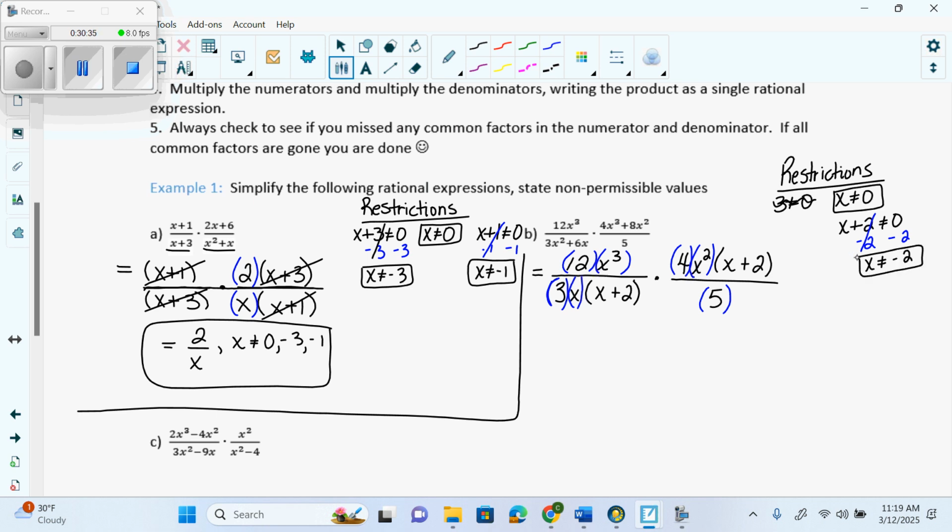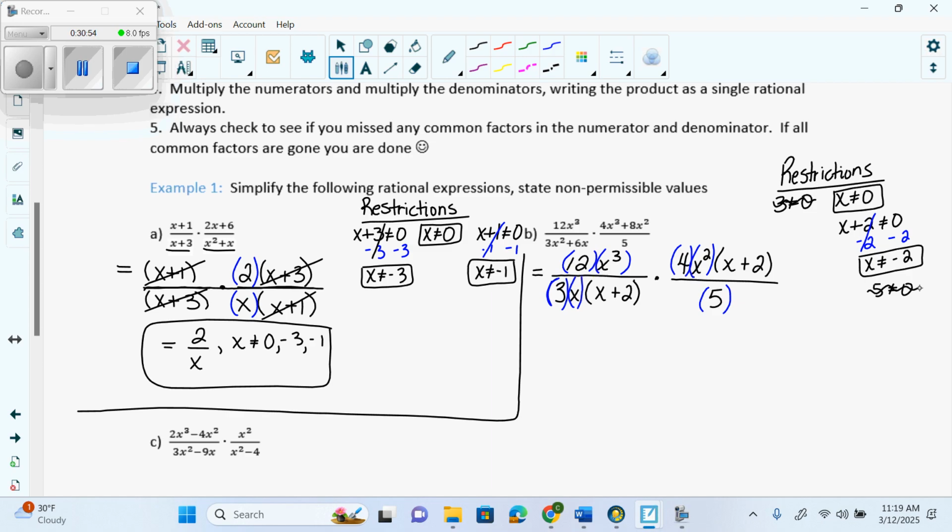And then I have 5 can't equal 0. Great statement, but is it a non-permissible value or a restriction? No, it doesn't have a variable. So my two restrictions are 0 and negative 2. And if I put them back in, if I put a 0 in here, that whole side would cancel and become 0. So that is a restriction.